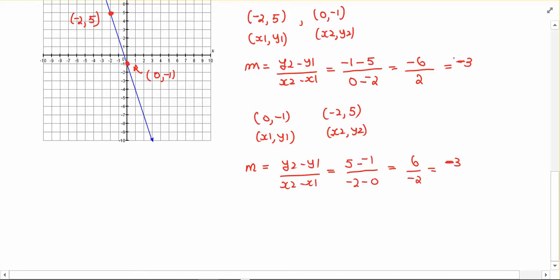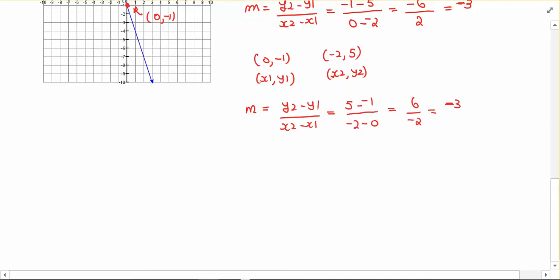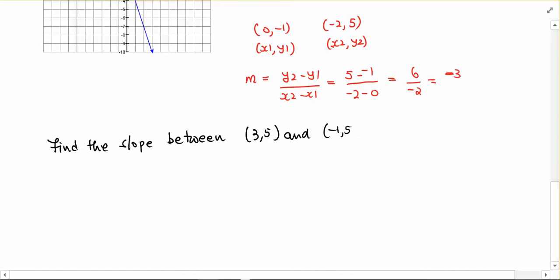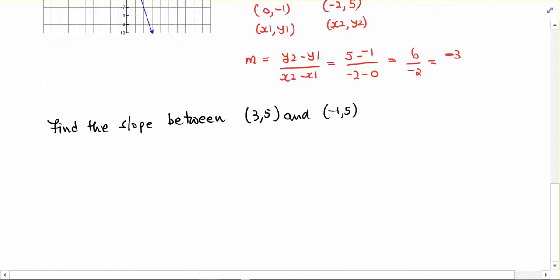All right, so I hope that helps with the slope formula. Let me just do one more, out of an abundance of caution here. Let's say that we have the following: find the slope between 3, 5 and minus 1, 5. Okay, so no picture this time, I'm just giving you 2 coordinates.